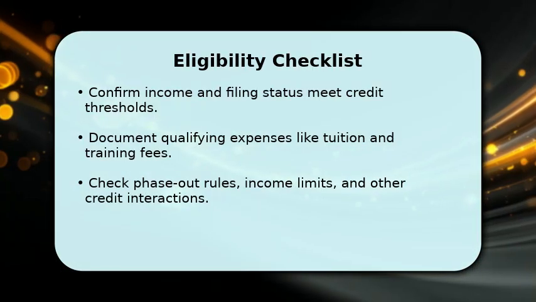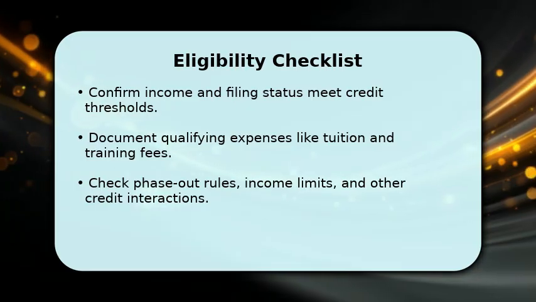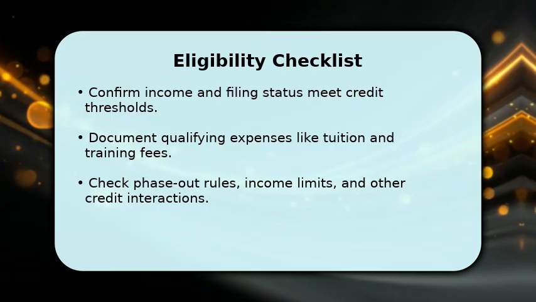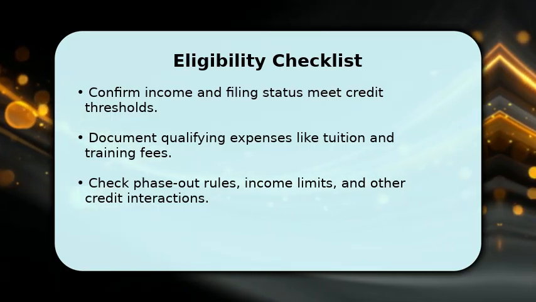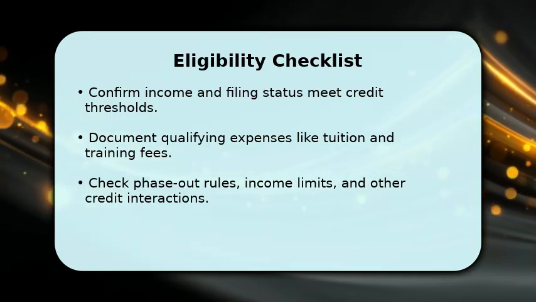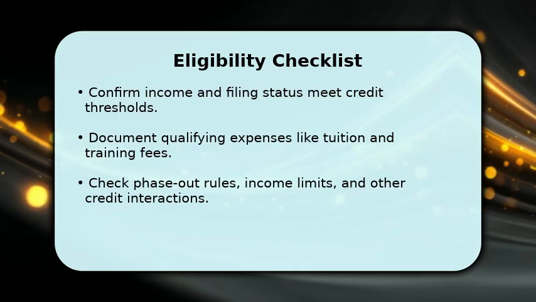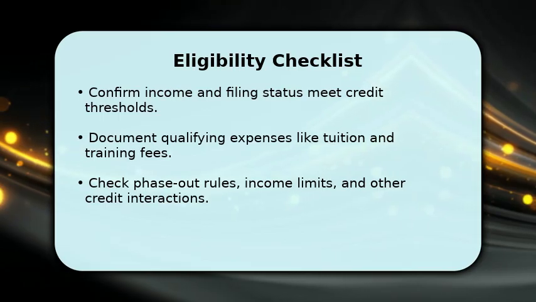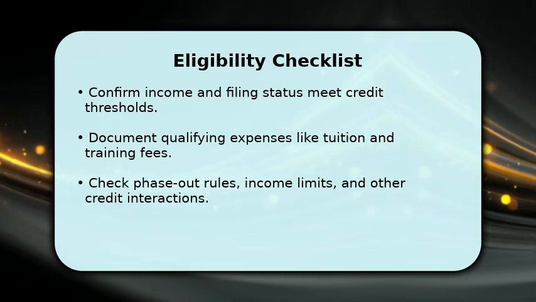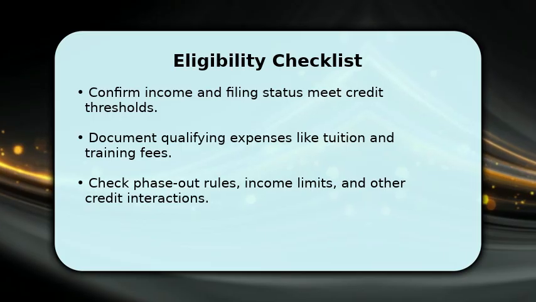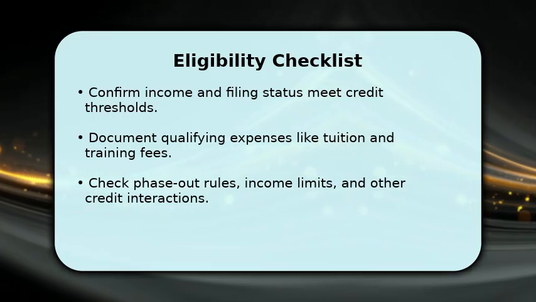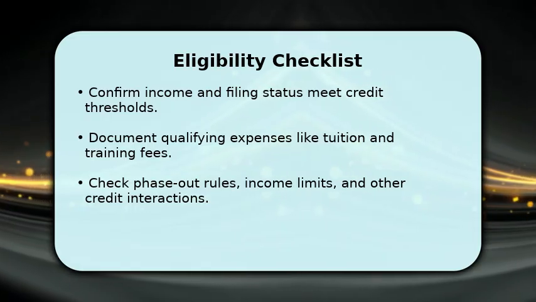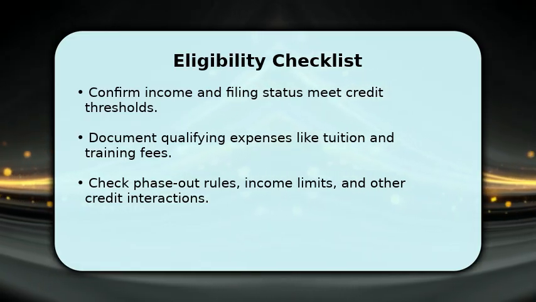Begin by confirming you meet income and filing status thresholds for the credit, including adjustments for dependents and joint filing. Identify qualifying expenses such as tuition, training fees, or certified program costs, and retain receipts and enrollment records. Check phase-out rules, income limits, and interaction with other credits. Then consult state guidance if administered locally. Prepare documentation before claiming and consider tax software for automated checks and review regularly.